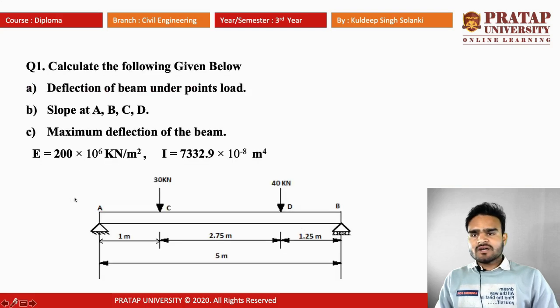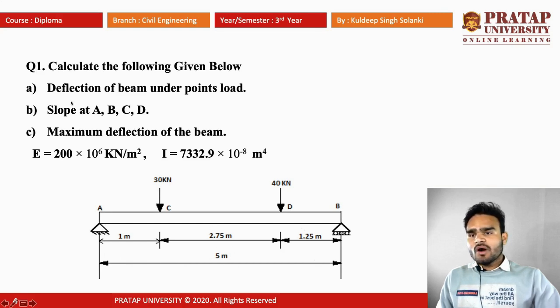Now we start. This is our first question. This is a simply supported beam AB, where A is the hinge support and B is the roller support. At C, at a distance of 1 meter from A, a 30 kilonewton point load acts, and at D, at a distance of 1.25 meter from B, a 40 kilonewton point load acts. The middle distance is 2.75 meter and the total length of the beam is 5 meter.